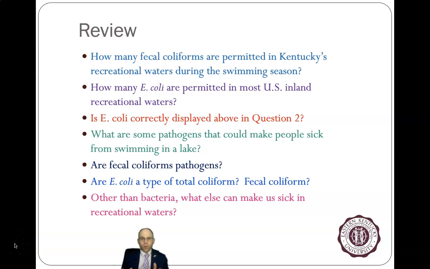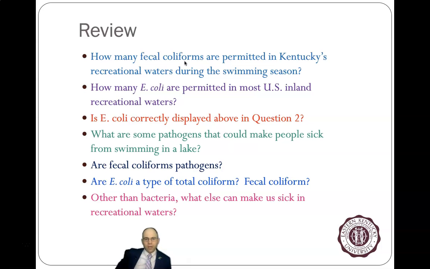All right, for our really quick review for this last section of videos. How many fecal coliforms are permitted in Kentucky's recreational waters during the swimming season? And then the next question was, how many E. coli are permitted in Kentucky and most U.S. inland recreational waters? So the fecal coliform standard's kind of going out. It's gone from most places, but it was 200 colony forming units per 100 mils.